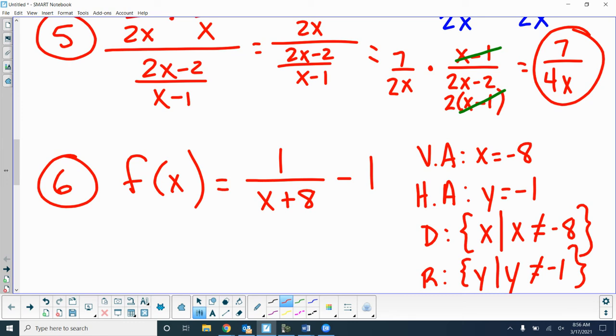But you should put x cannot equal -8. Just don't write -8. All right? That's telling me the domain's just -8. Really, the domain's everything but -8, right? And the range is everything but -1.